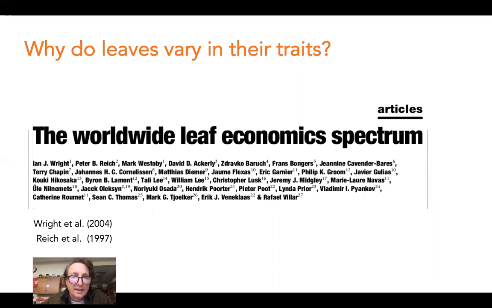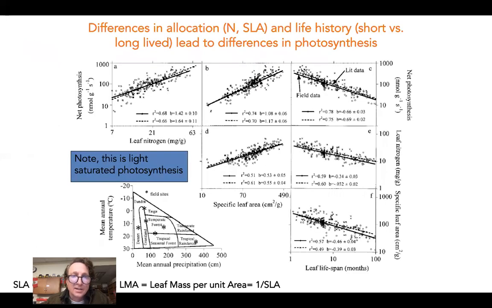So I wanted to highlight at least this paper that probably many of you have already read. And if you haven't read it, I would definitely encourage you to read this literature. This is a paper known as the Worldwide Leaf Economic Spectrum, published by Wright et al. in 2004. This is an update to the original paper by Peter Reich et al. in 1997. So both of these papers point to a similar set of patterns associated with variation in leaf traits. And this is known as the leaf economic spectrum. And so this is related to this fast-slow continuum.